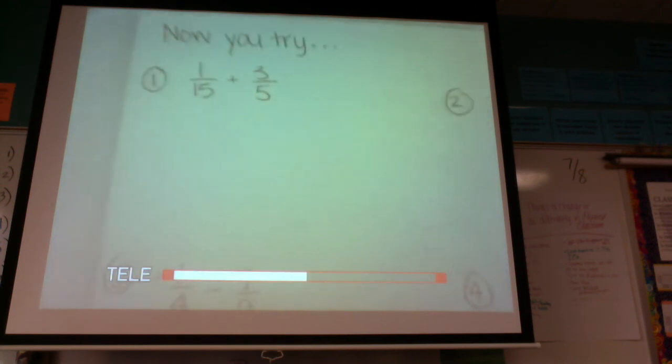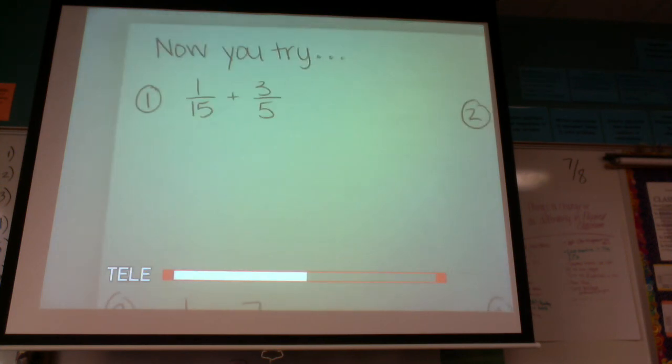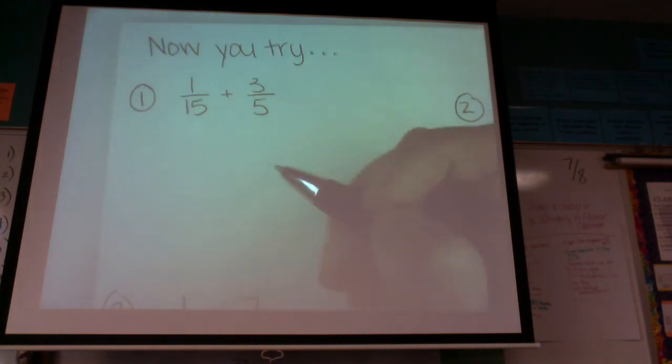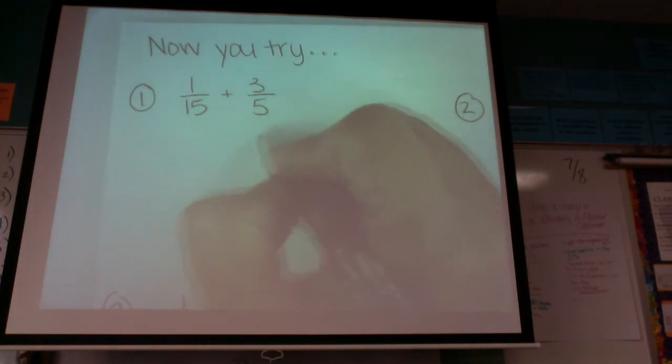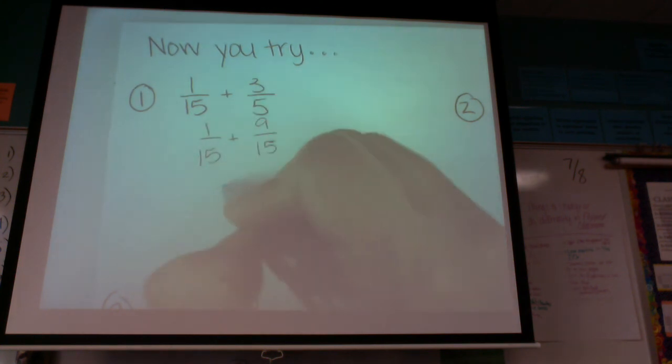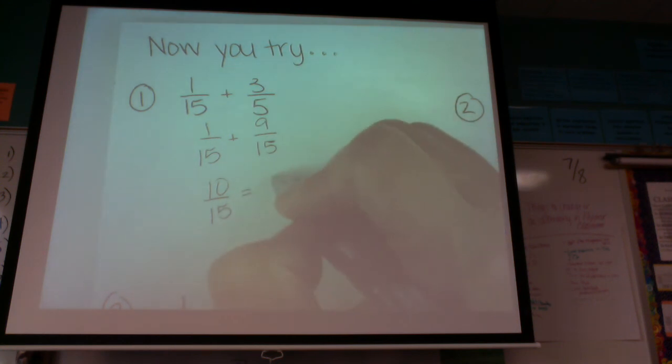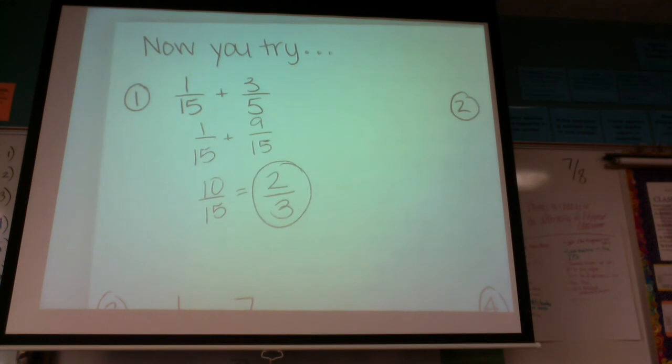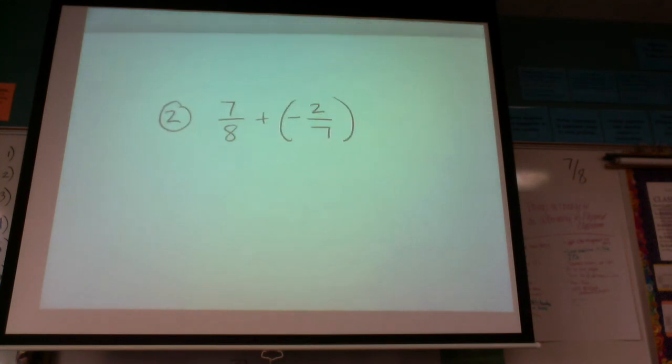Let's start with number 1 here. 1/15 plus 3/5. We're going to change that 3/5 to something out of 15. Well, that's times 3 times 3, that's going to be 9. 1 plus 9 is 10/15. Divide both those by 5 to end up getting 2/3 as your answer. Number 2 there, 7/8 plus negative 2/7.